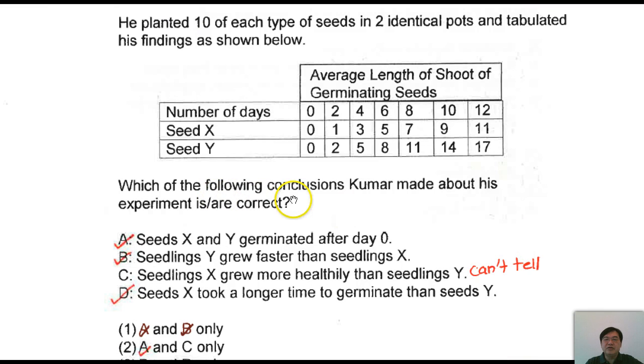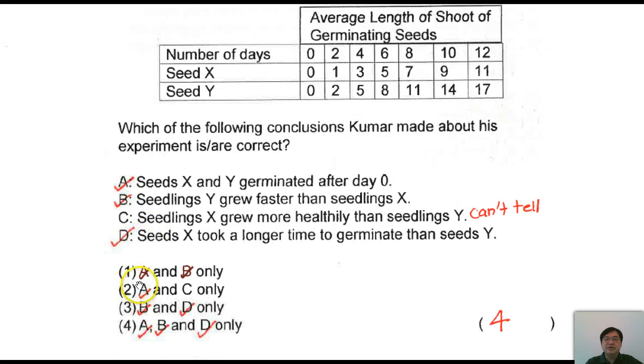Which of the following conclusions did Kumar make about the experiment? Take a look one by one. Seed X and Y germinated after day 0. After day 0, it means on the first day both did not germinate, but after that, yes, it is true. So A is true. Any of the choices here with A would most probably be true.